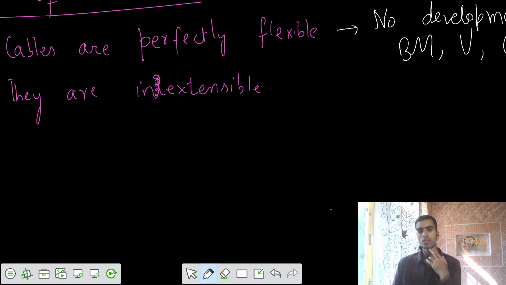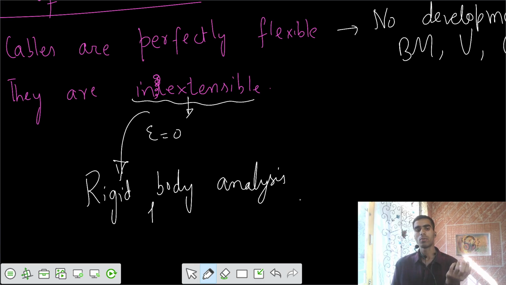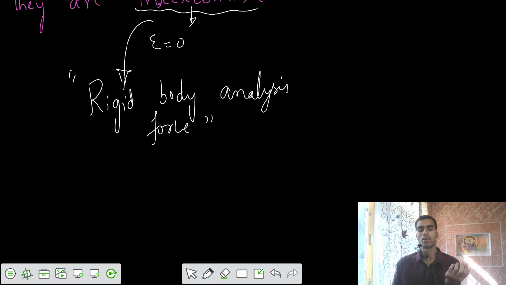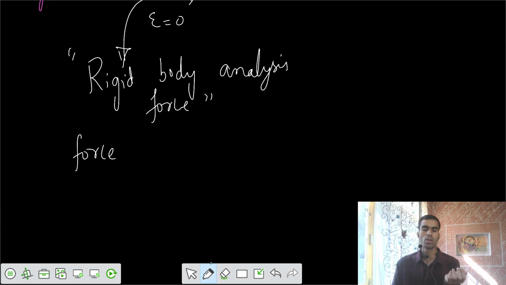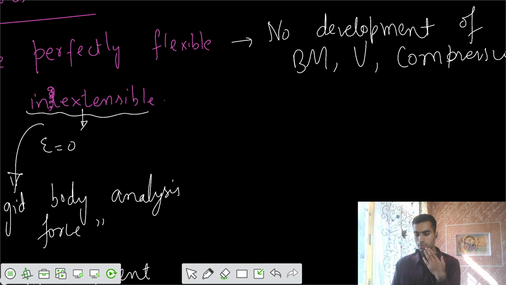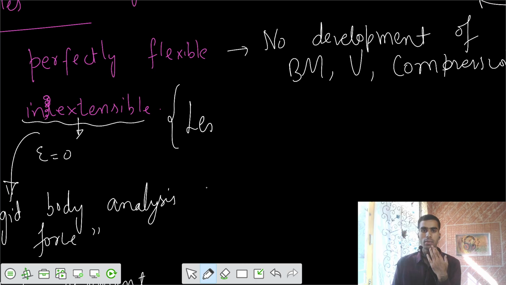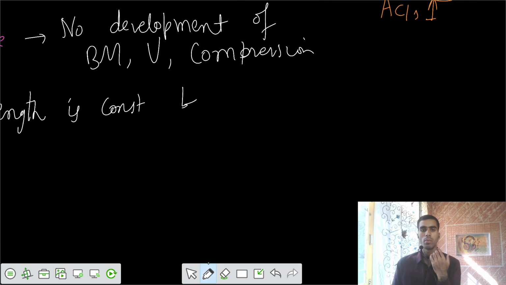That means they are not going to be stretched, so strain equals 0. By this concept, we can apply rigid body analysis of forces. We can solve the forces by assuming the body to be rigid, and based on that, the force in the segment would remain constant. So this was inextensible, which means the length is constant before and after the application of load.